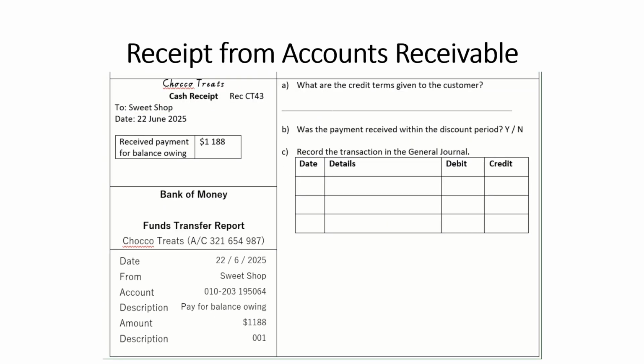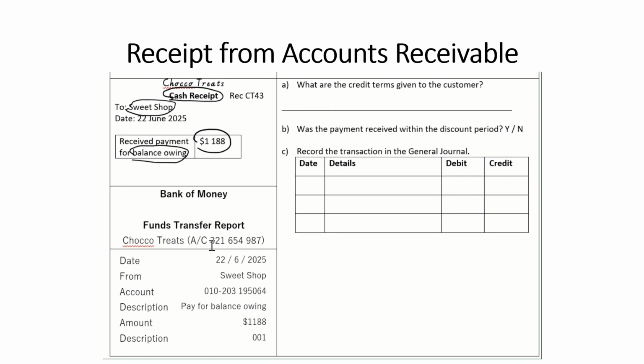Finally, we're going to have a look at a receipt of payment from the accounts receivable. So we can see here that there are a couple of source documents here that can be used to prove that we have received cash from the accounts receivable. So when we receive cash from the accounts receivable, anytime we receive cash, it's quite common for businesses to issue a cash receipt. And that's to acknowledge that cash has been received, in this case from Sweet Shop, our customer. And we have received $1,188 for the balance owing.